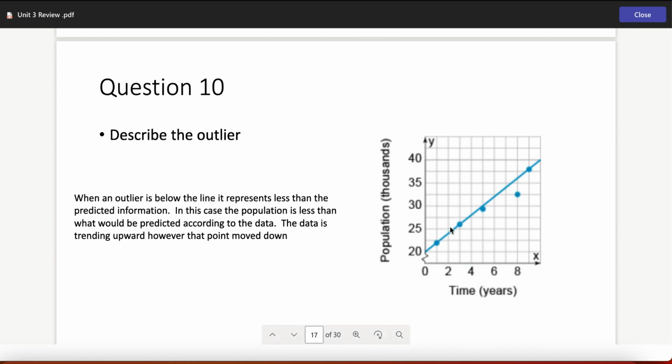So basically when the outlier is below the line of best fit, it represents less of the predicted information. In this case, the population is less than what will be predicted according to data. It's still going up, but the outlier is below, so it represents less information.